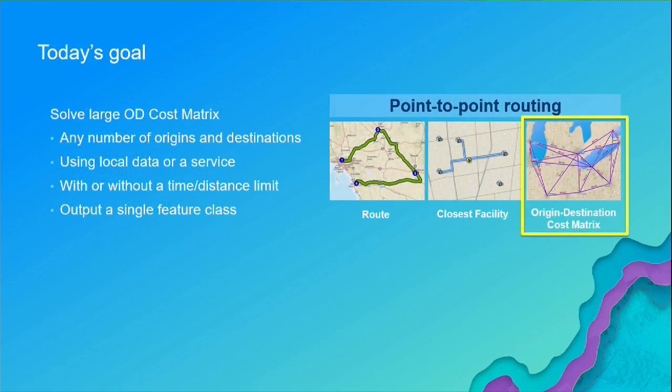Today we're mostly going to be focusing on the OD cost matrix tool, but a lot of the lessons that we're going to learn will apply to the other Network Analyst solvers as well. Today's goal is to construct a script that can solve an OD cost matrix problem of arbitrary size, so any number of origins and any number of destinations, using either local data or a service, and with or without a time or distance limit. And we want to then combine the output into a single feature class.